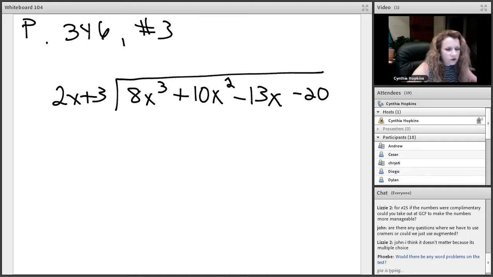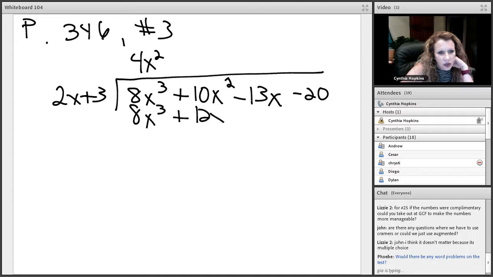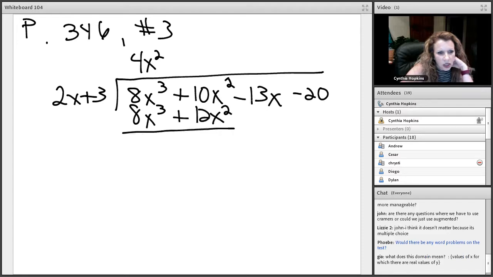Okay, so first I'm going to ask myself, 2x times what gives me 8x cubed? So I get 4x squared. Next I multiply, I get 8x cubed plus 12x squared, and then I'm going to switch colors. I next want to subtract, but I'm going to change the signs of each of these. So they're now both negative, and now I'm going to add, because subtracting is the same as adding the opposite. So my x cubes cancel, and then my x squares, I get negative 2x squared. And I bring down my next term.